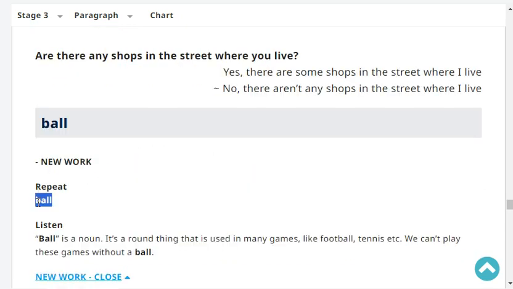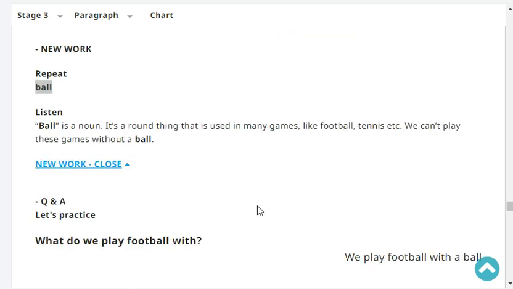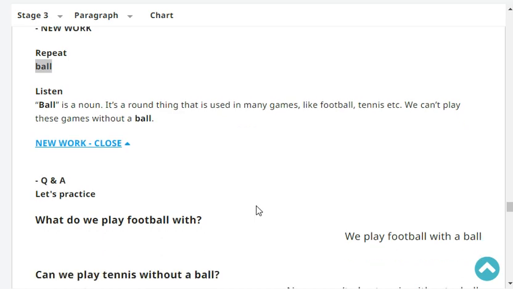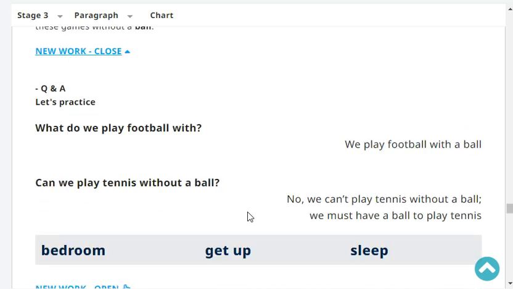Okay, let's have the last one. Repeat. Ball. Very good. Okay, listen. Ball is a noun. It is a round thing that is used in many games, like football and tennis. We can't play those games without a ball. Let's practice. What do we play football with?